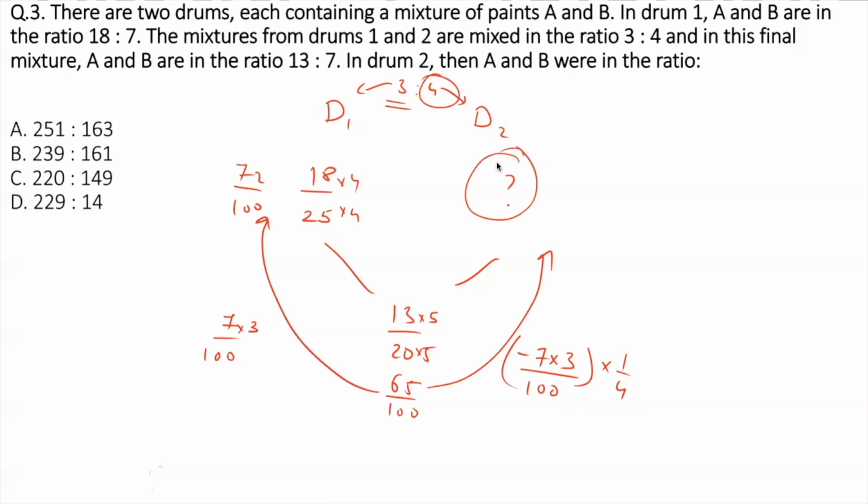So the average value of drum 2 is 65 minus 7 into 3 upon 400. That basically becomes 260 upon 400 minus 21 upon 400. That will be 239 divided by 400. Again giving you the same answer: 239 is to 161 for the fraction of A is to B.